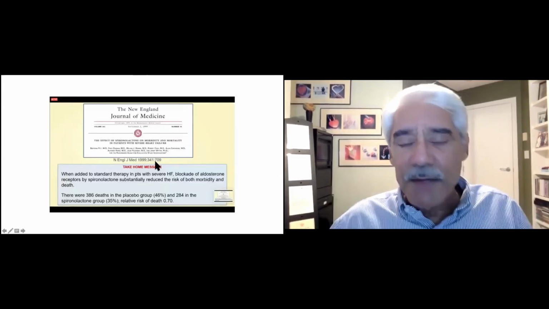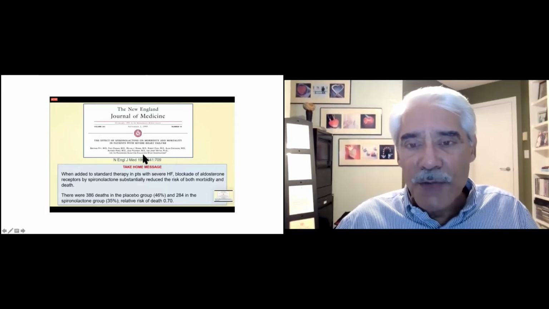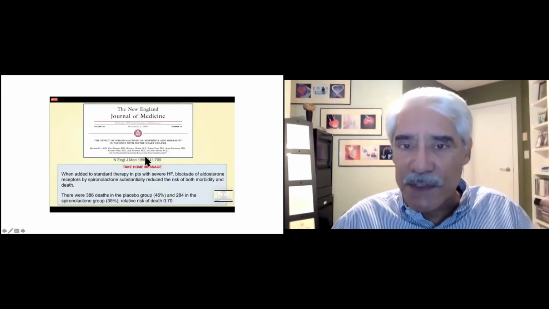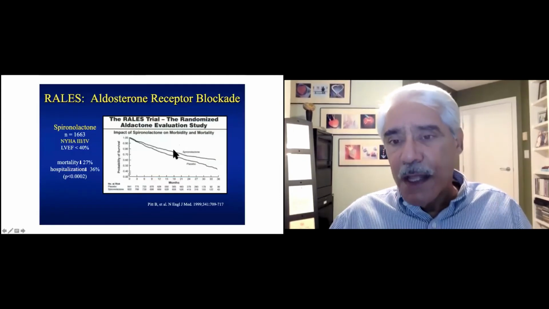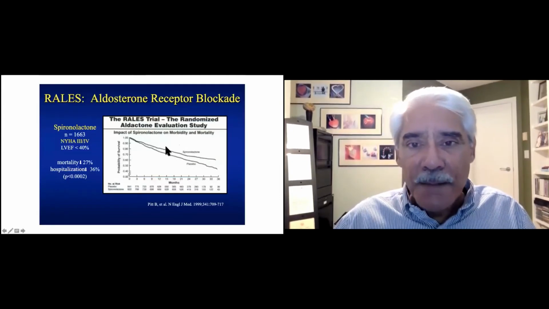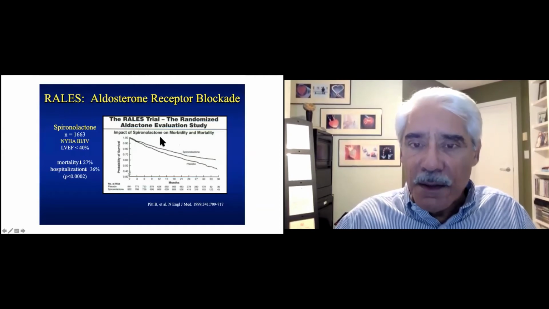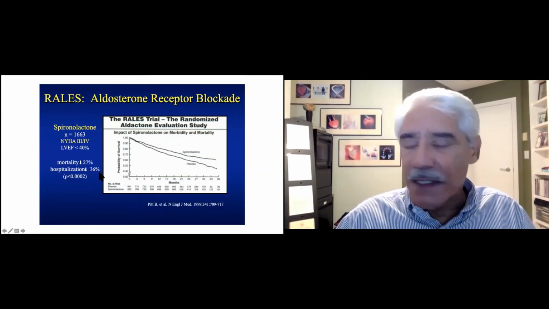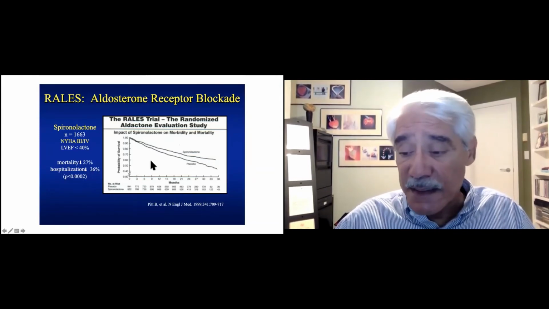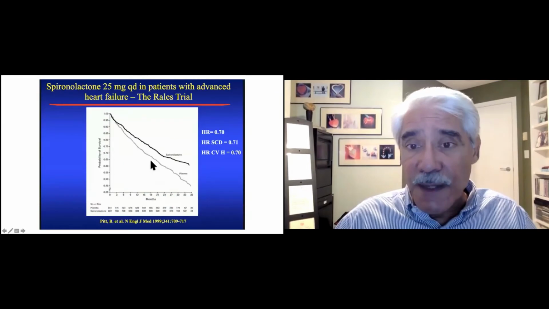And the first trial was the RALES trial using spironolactone in patients with systolic heart failure. And this trial clearly showed improved mortality in patients with blocking the aldosterone, and hospitalization was also decreased by 36%. So clearly showing that it was highly beneficial.